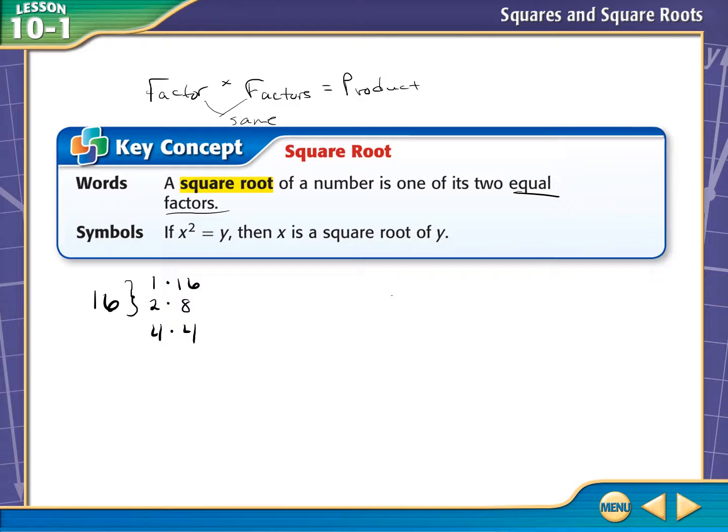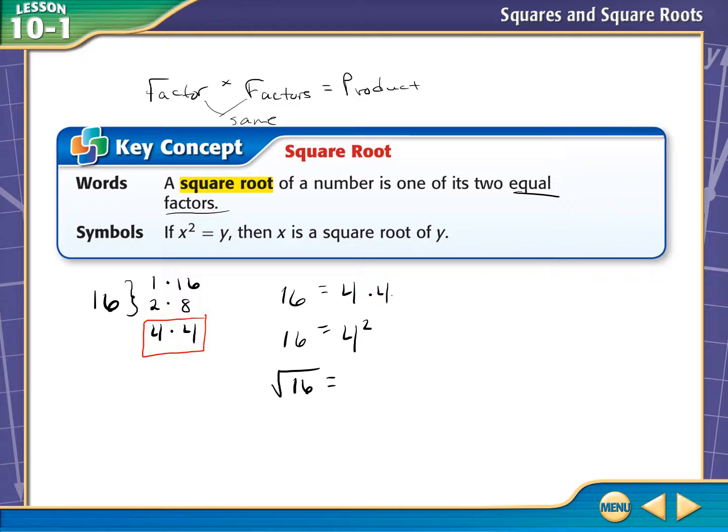If I'm looking for the square root of 16, I'm looking for which of these sets of factors are the same. 1 and 16 are not the same, 2 and 8 are not the same, but 4 and 4 are the same. So I could say that 16 is equal to 4 times 4. Well, knowing our rules for exponents, I can say 4 times 4 is actually 4 squared.